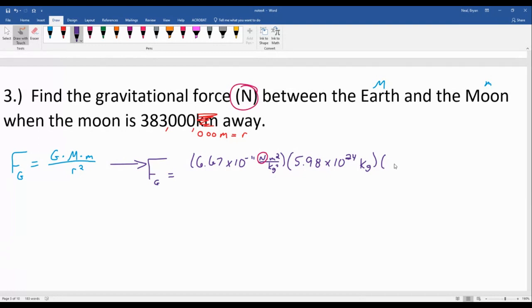Then mass of the moon, same thing. You find slightly different estimates, I guess, for what the mass would be, depending on where you look it up. So please use this number or find it on your formula sheet.